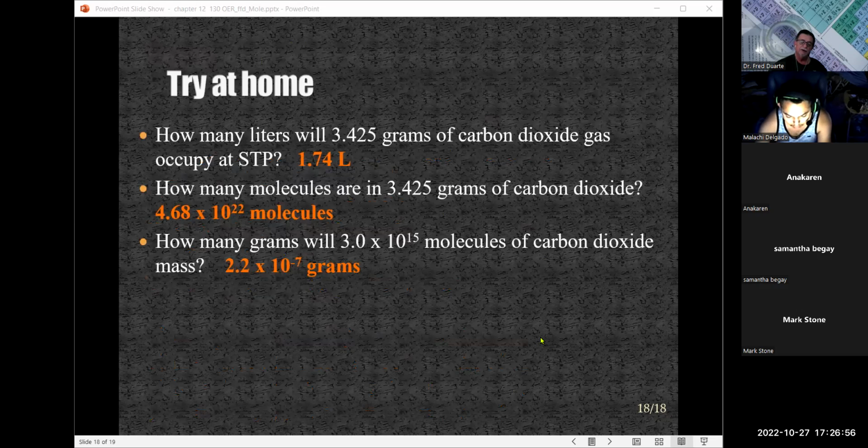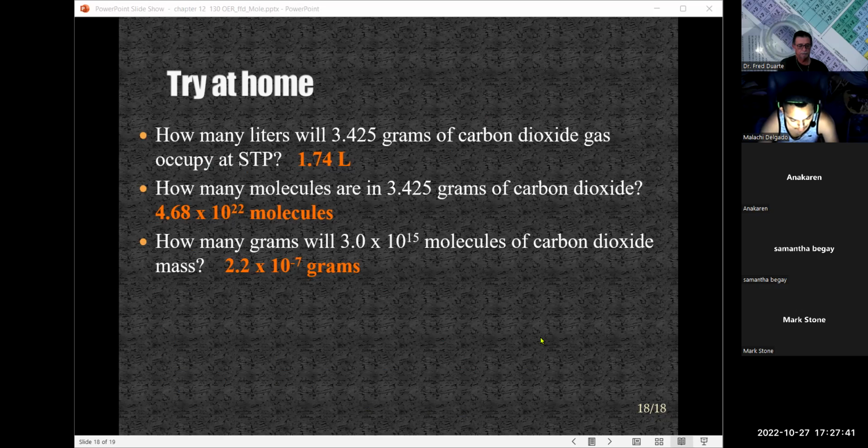All right, so try these at home and we will go over them on Tuesday if we need to. Question number one says, how many liters is 3.425 grams of carbon dioxide? And you should get an answer of 1.74 liters. Second question is, how many molecules are in 3.425 grams of carbon dioxide? Same amount of carbon dioxide. So now we're going to figure out how many molecules that corresponds to. And you should end up with 4.68 times 10 to the 27 molecules.